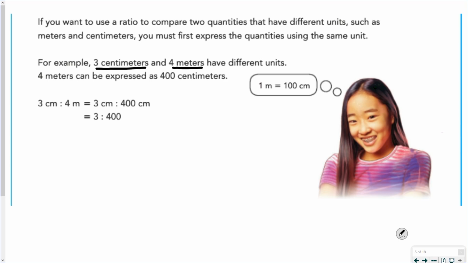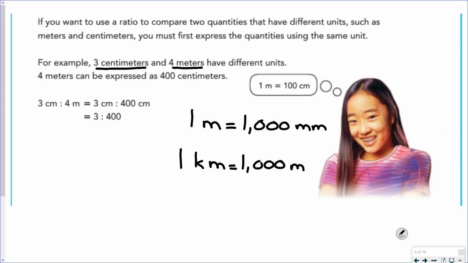Two other conversions that will come in handy over the next few days would be 1 meter is equivalent to 1,000 millimeters, and 1 kilometer is equal to 1,000 meters. And with these, it won't always be meters, but it could be grams or liters, and you would just take out the word meter and put in liter or grams, depending on what it is you're measuring.